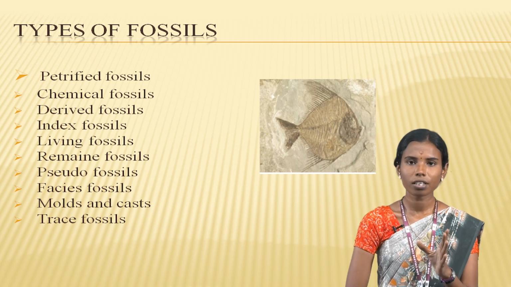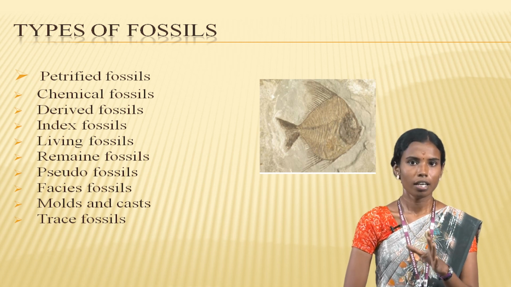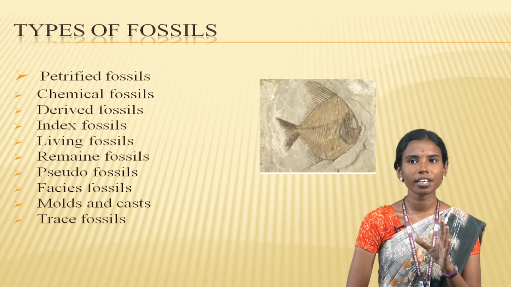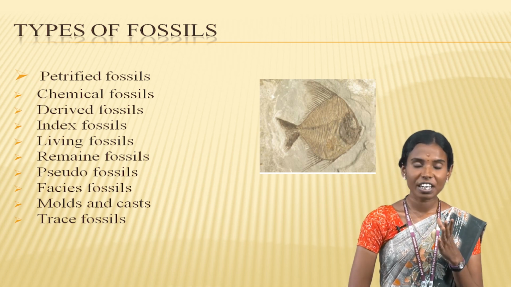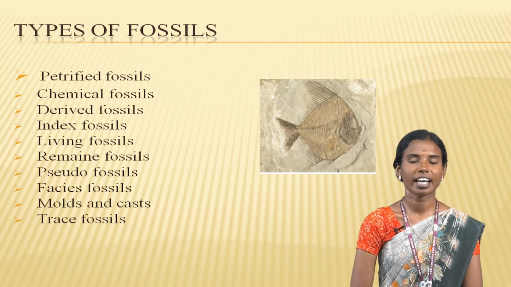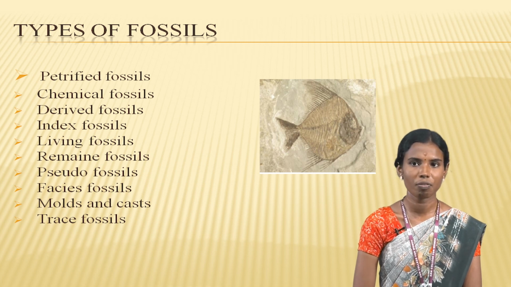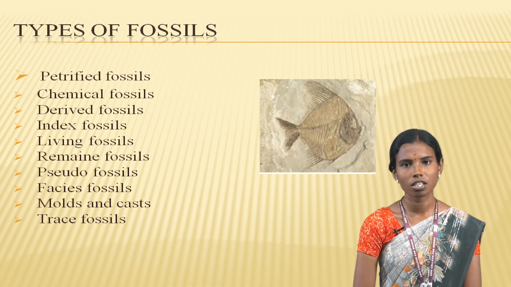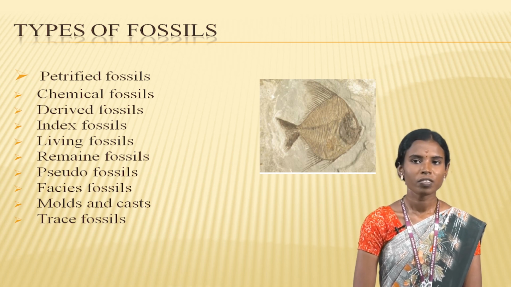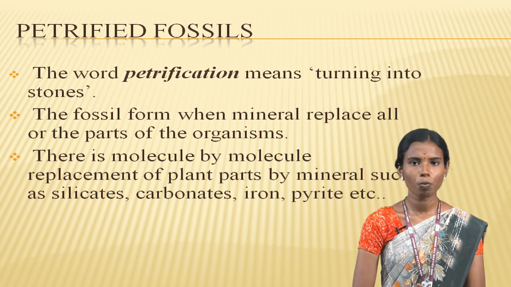Next, based on the characteristics of the fossil and types, it is divided into several kinds. They are petrified fossils, chemical fossils, derived fossils, index fossils, living fossils, remaining fossils, pseudo fossils, facies fossils, molds and casts, and trace fossils. Next we will see them one by one.